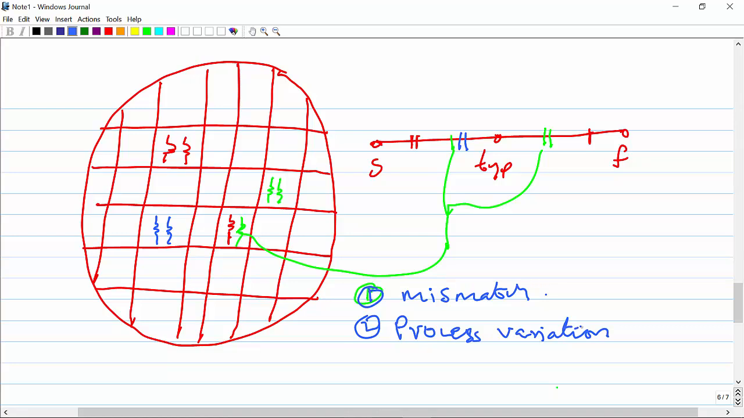So we explain this with the example of a resistor, but it is not limited to resistors. It is equally applicable to any devices like MOSFET, capacitor, BJT or anything. So coming back to the Monte Carlo analysis, Monte Carlo gives us two options. One is to simulate the process variation, and another is to simulate the mismatch.